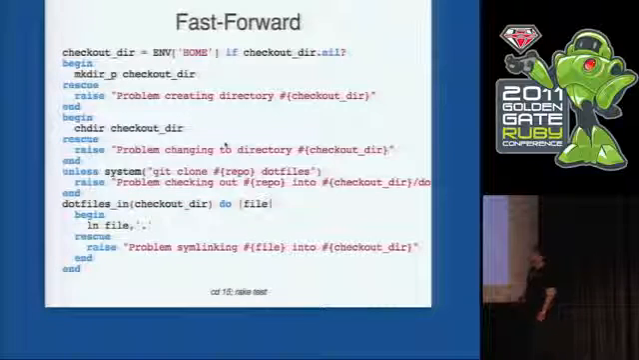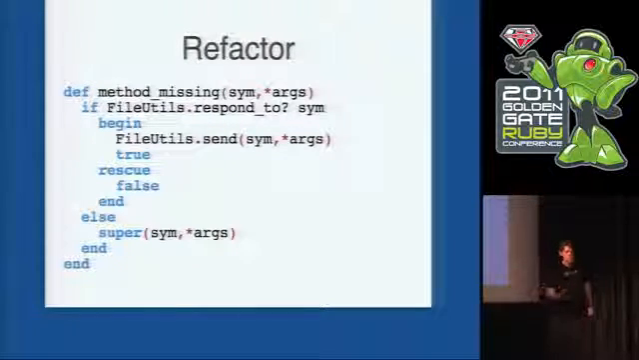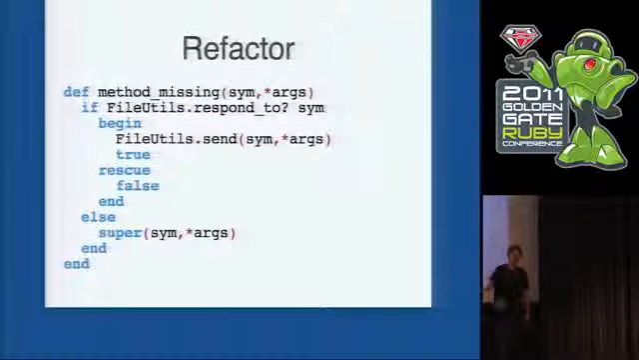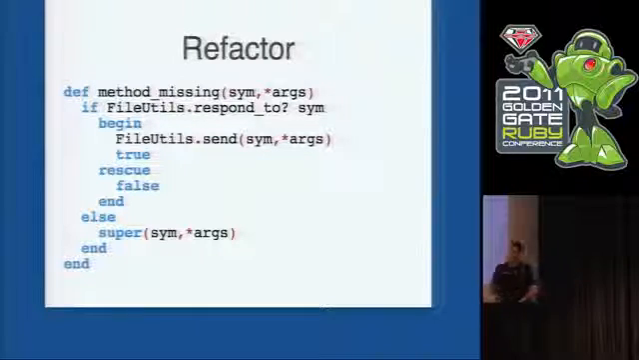So let's refactor this. What we'll do is we'll stop including file utils, and instead we'll use method missing to proxy our file utils-like calls to file utils, and we will wrap that in a begin rescue so that if anything goes wrong in file utils, we'll catch it, return true or false, which we'll see why in a second. Obviously, we lose the ability to get the return value of the file utils calls, but we don't care, right? We're not using the return value. We might never need the return value, so let's just make something that works for what we have now and worry about things later.